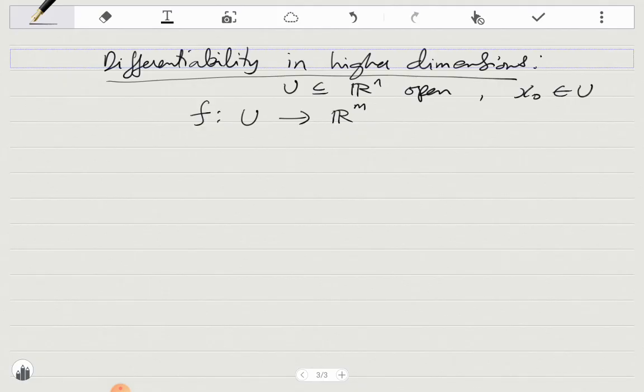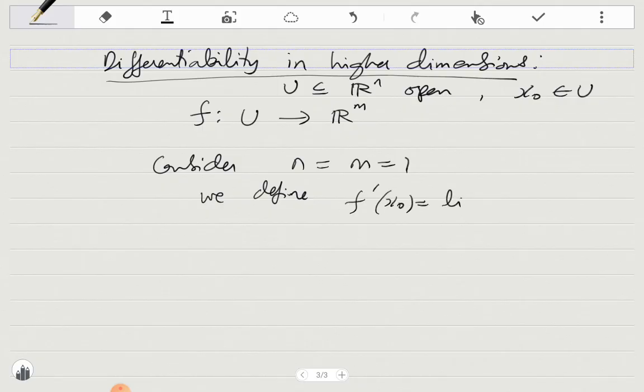If we go back to the case of n equals m equals 1, so a real valued function of a real variable, a familiar one variable calculus setting, here we define the derivative of f at x naught to be the limit of f of x naught plus h minus f of x naught, divided by h.